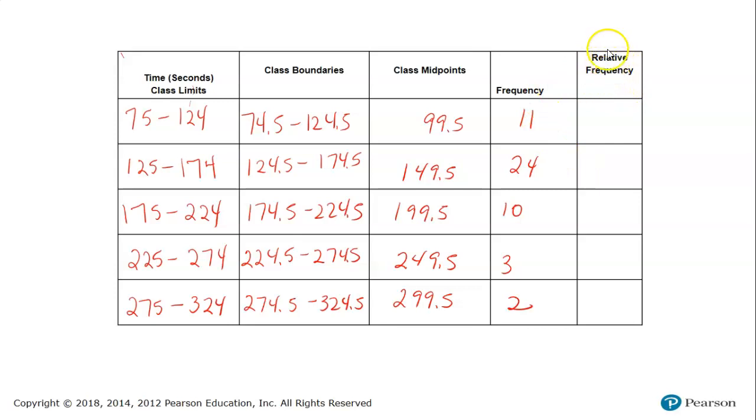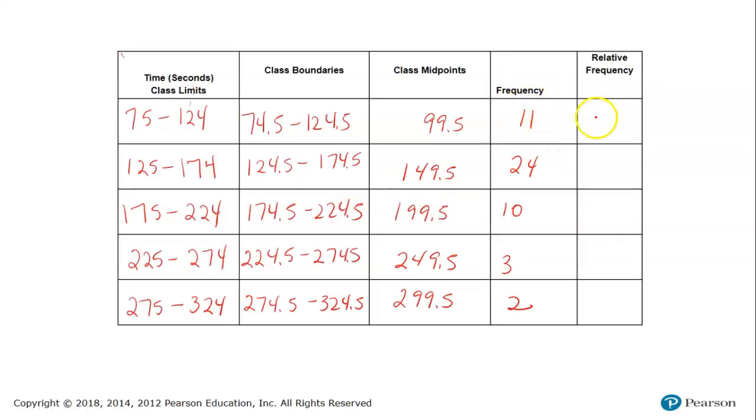Remember, relative frequency is relative to the total. So with relative frequency, we're going to go in and take this total here of 11 and divide that by the total of 50. So we can either write it as a fraction, or if you want to reduce that fraction, this would be 0.22. The next one's going to be 24 out of 50, which would be 0.48.